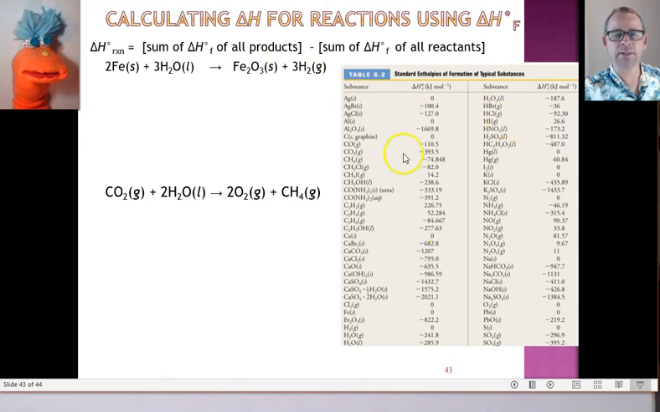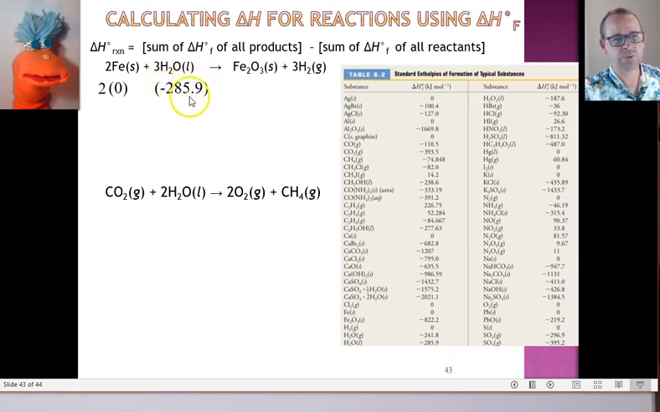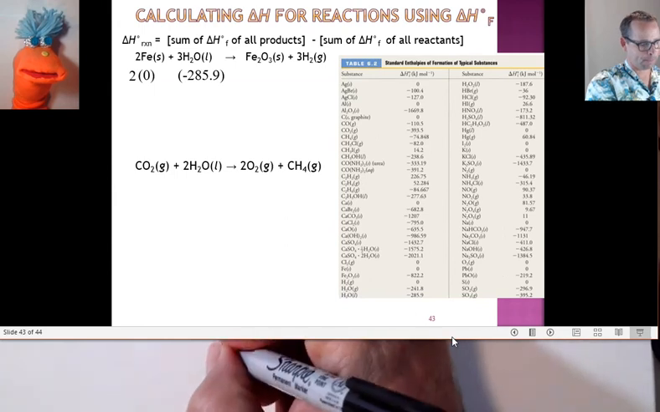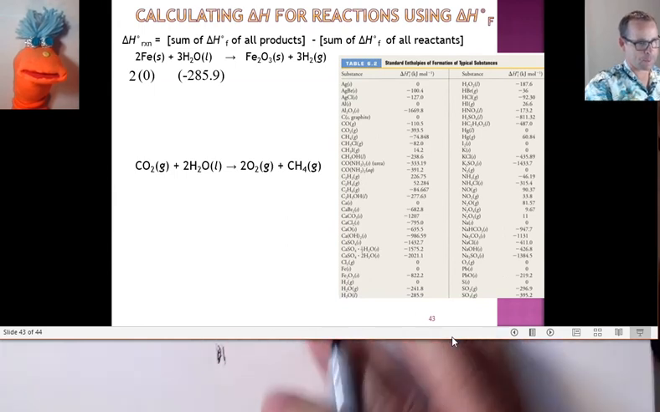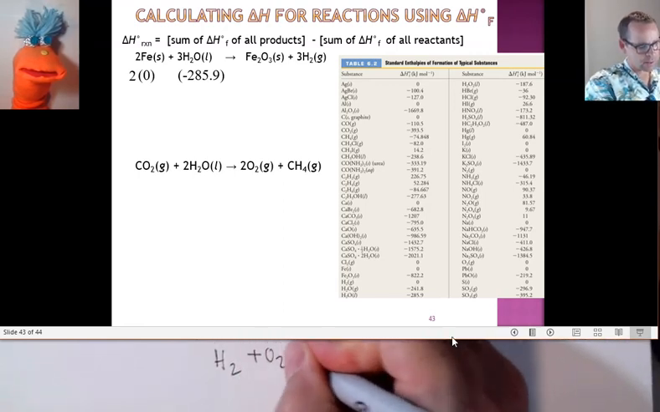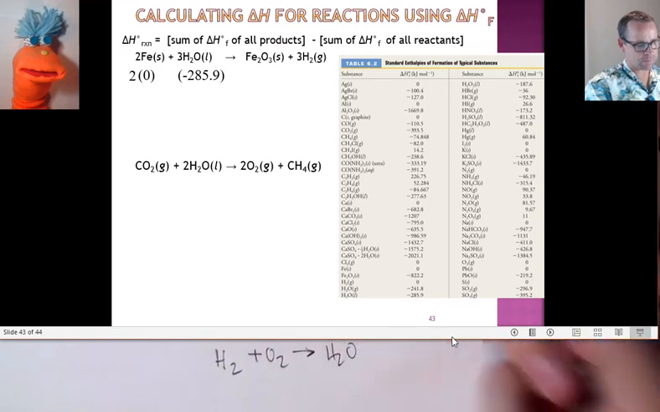So if I want to know the delta H for a chemical reaction like this, and I have a handy-dandy enthalpy table like this, telling me how much energy is stored in each of these kinds of compounds, I can find the values on this table. So there's negative 285.9 down here. That's how much energy is stored in the water molecule. Or in other words, if I take hydrogen gas and I combine it with oxygen gas and form a mole of water, right?